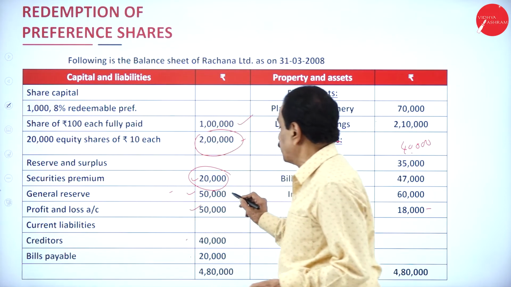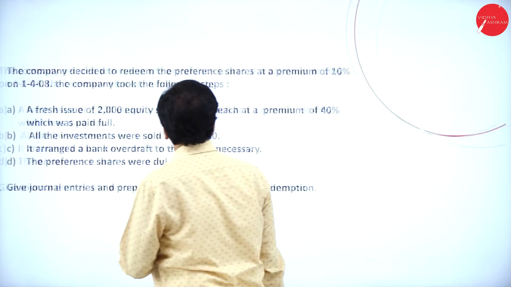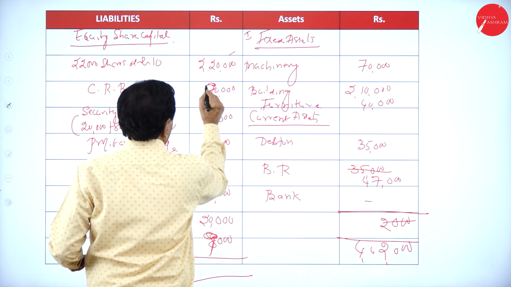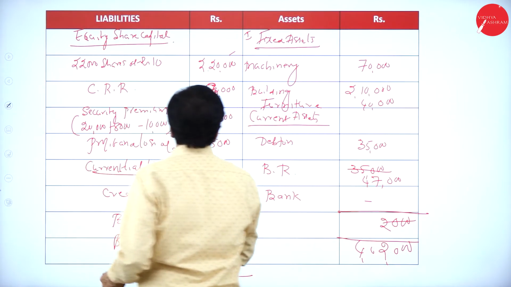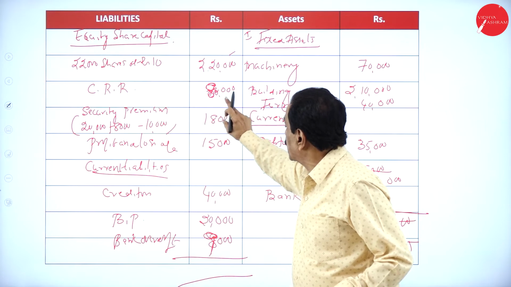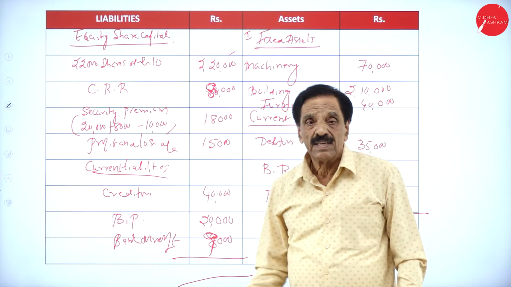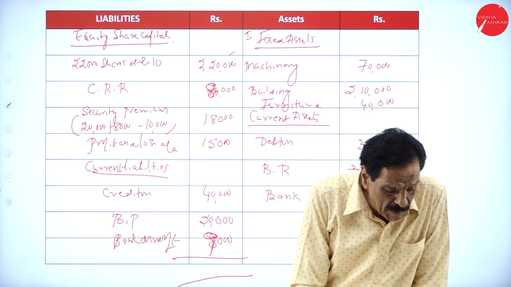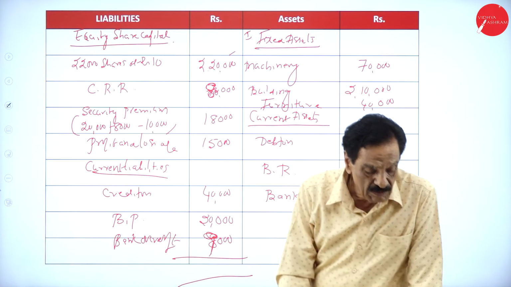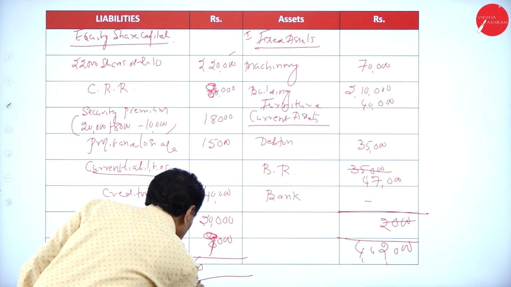See that? You go with the balance sheet now. Your general reserve is 50,000. You created CRR to the extent of 80,000. So you got 20,000 from issuing the share. CRR created is 80,000. So 18,000 is available in the premium. 15,000 goes to profit and loss account. Then 40,000, 20,000. It will tally for 4,02,000.